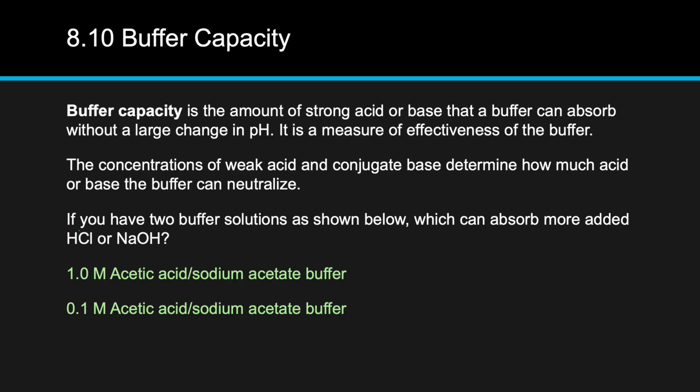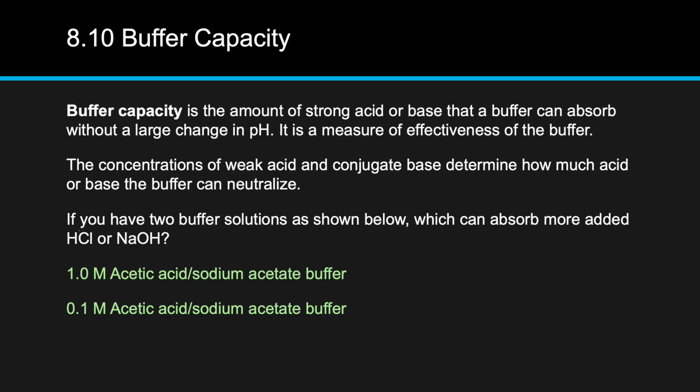Buffer capacity is the amount of strong acid or strong base that a buffer can absorb without a large change in pH. It's basically a measure of how effective the buffer is. What determines the capacity is the actual concentrations of the weak acid and conjugate base that are present. The more of these components you have, the more acid or base the buffer can neutralize.